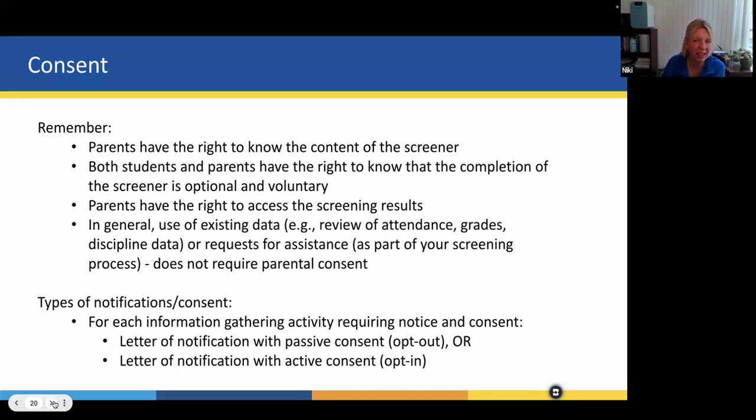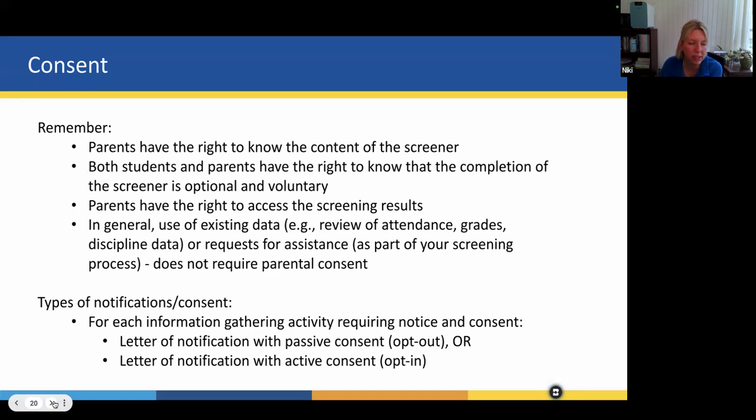In general, things like use of existing data or requests for assistance don't require parental consent, but any universal screener does require consent. Now, there are different ways consent is gathered, but consent is required for screeners, while things like using existing data doesn't typically require parental consent.